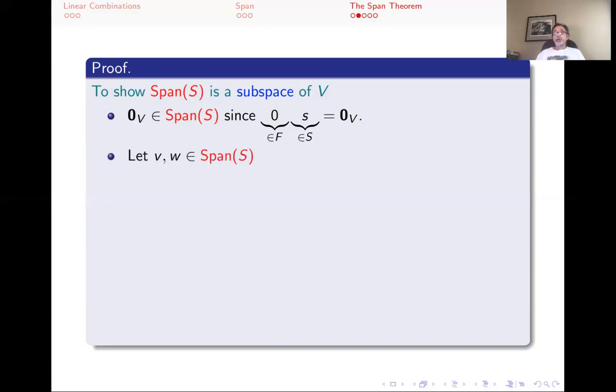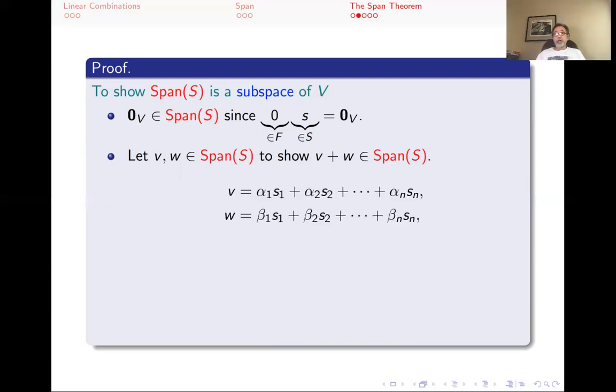Now, to show closure under addition, I have to take two elements in the span of S and show that their sum is also in the span of S. That's how I would show that the span of S is closed under addition. So the two elements are going to be linear combinations of elements of S. And so maybe V will be alpha 1 S1 all the way to alpha n Sn, and the same with W. And this is where S1 through Sn are elements of S, and the alphas and the betas are scalars.